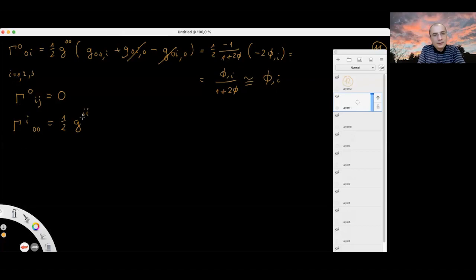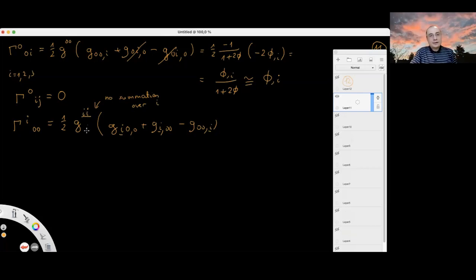This is Gamma ii. I will make an underscore here, meaning simply that I've underlined the indices. This simply means that I'm not doing an Einstein summation over here. And here we have g_i00 plus g_i00 minus g_00i. Again, I'm not doing a summation. It's just g11, g10, and so on for i equal to 1, g22, g20 for 2. There's no summation because this is a diagonal matrix, and for each particular value of i, only the ii component survives.